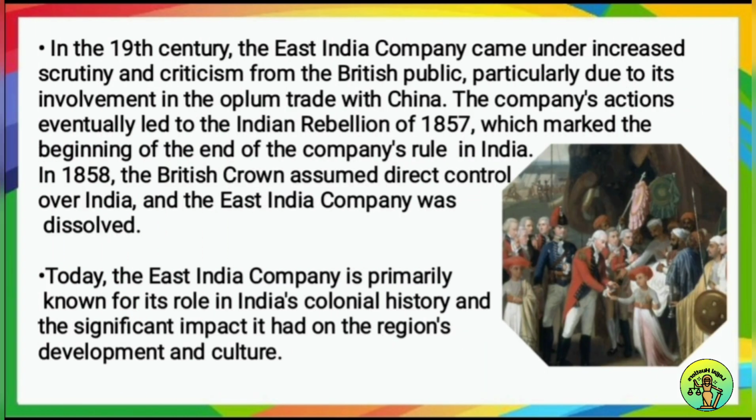In the 19th century, the East India Company came under increased scrutiny and criticism from the British public, particularly due to its involvement in the opium trade with China. The company's actions eventually led to the Indian Rebellion of 1857, which marked the beginning of the end of the company's rule in India. In 1858, the British Crown assumed direct control over India, and the East India Company was dissolved. Today, the East India Company is primarily known for its role in India's colonial history and the significant impact it had on the region's development and culture.